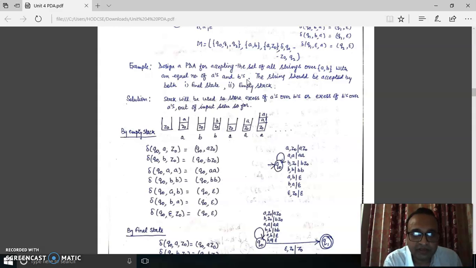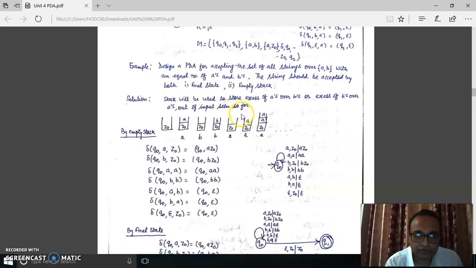So we are asked to design a PDA which can accept all kinds of those strings, and we are asked to design a PDA which can accept this language with the help of final state and with the help of empty stack. As you already know, a PDA can accept a language in two ways. One is by final state and another is by empty stack, right?